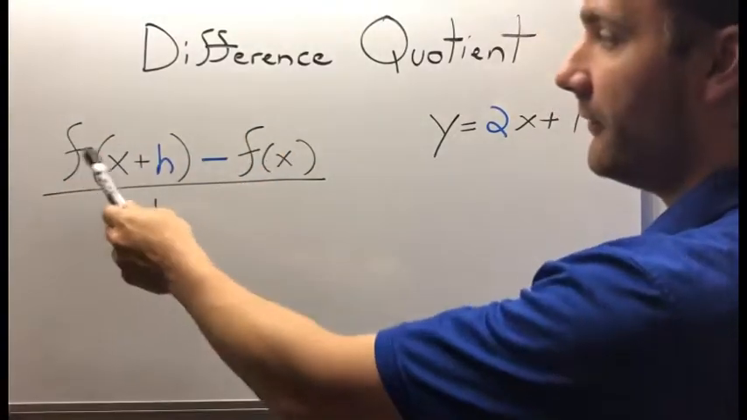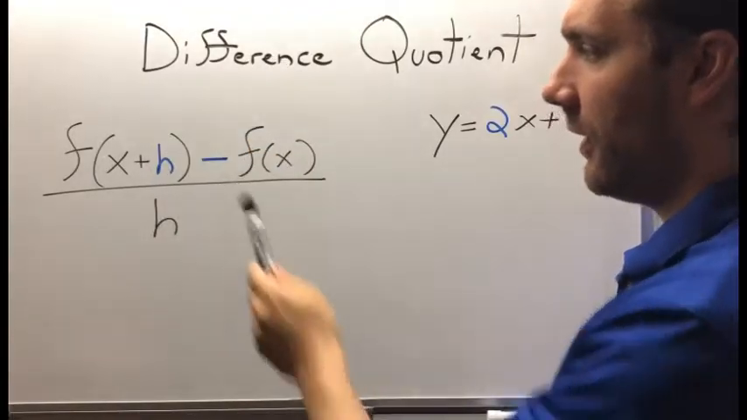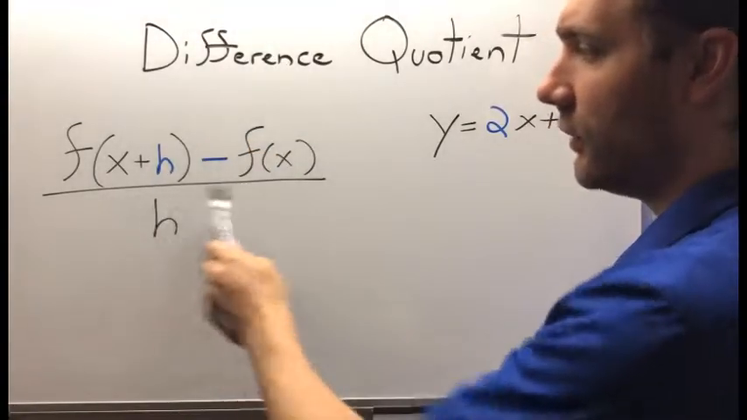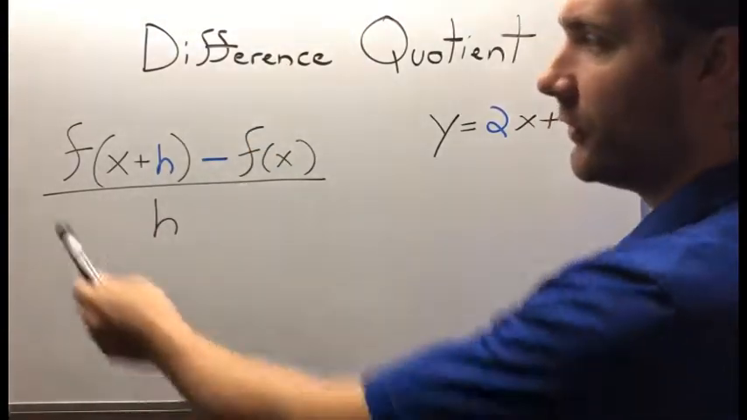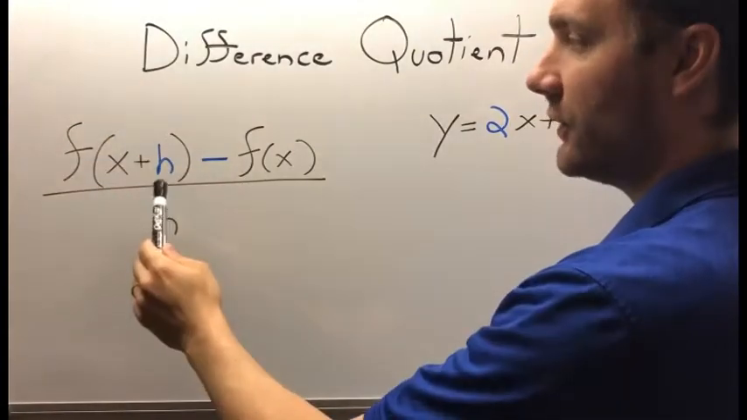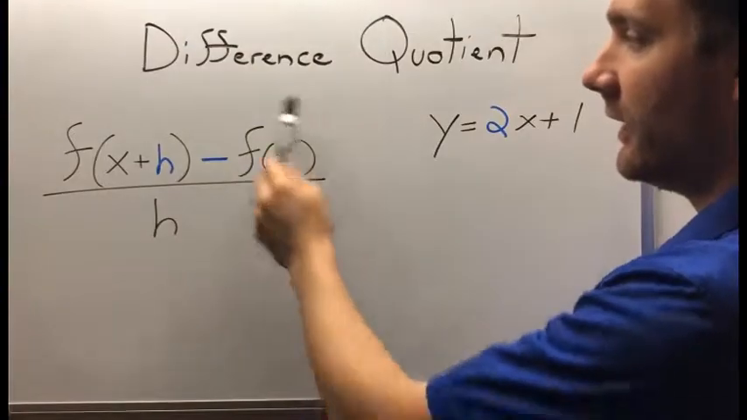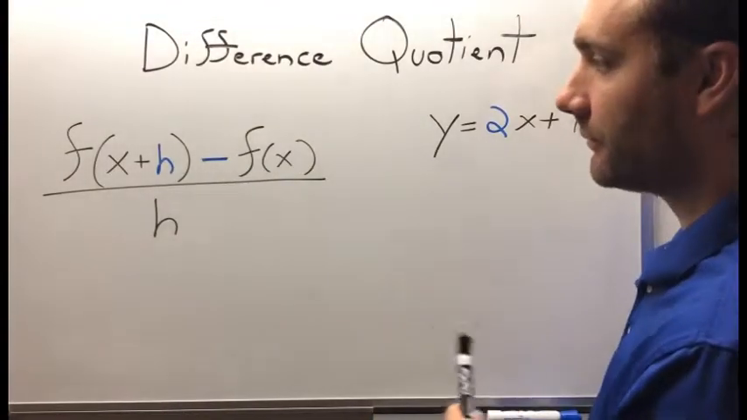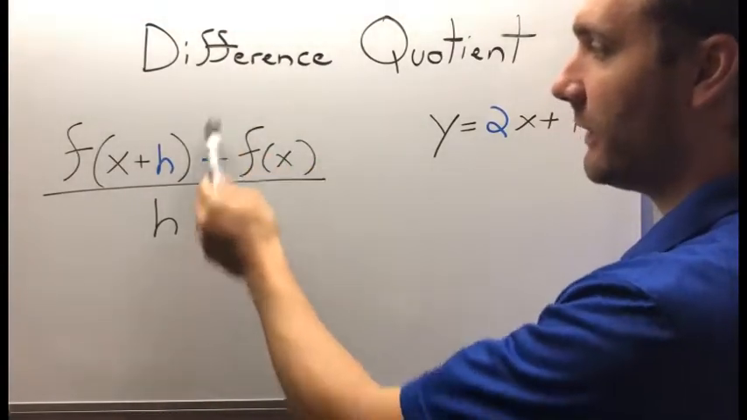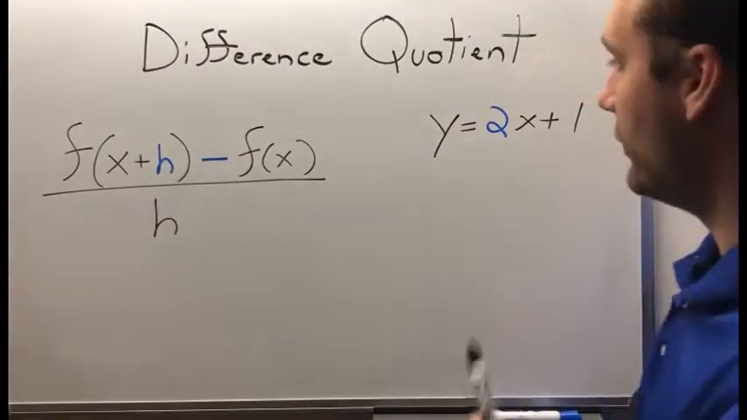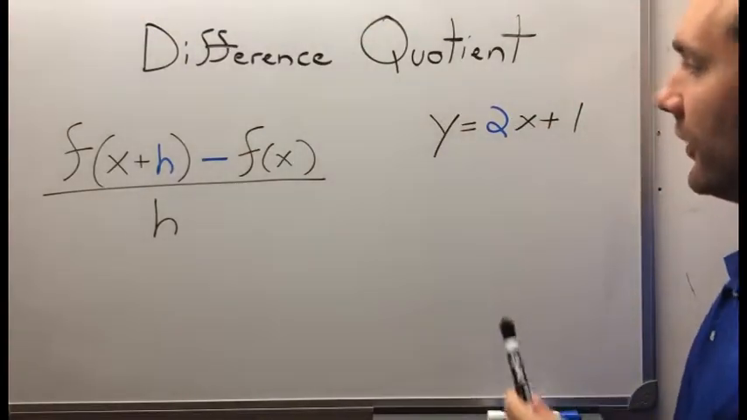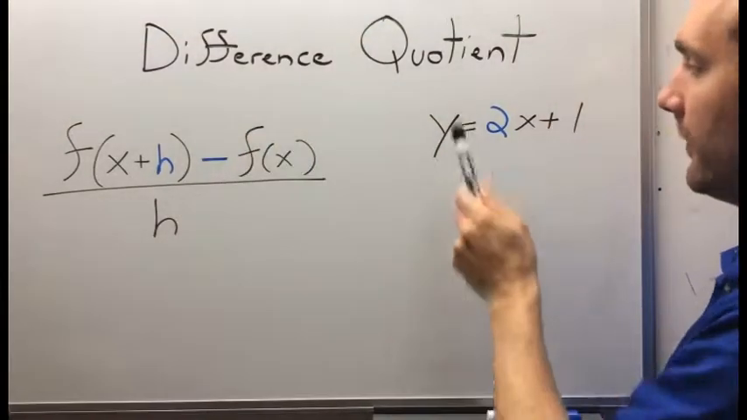So I have f of x plus h minus f of x, all over h. Notice how this one is my function, but I add an h with the x. And this one, I'm subtracting this function. This one's a little tricky because we have to distribute this negative, as I'll show you over here in this example. So I want to find out what is the slope of this function.